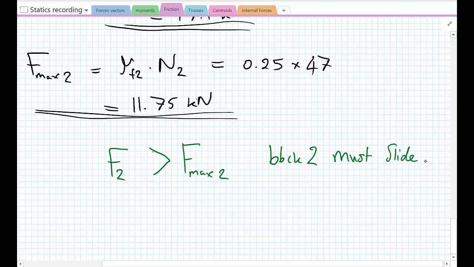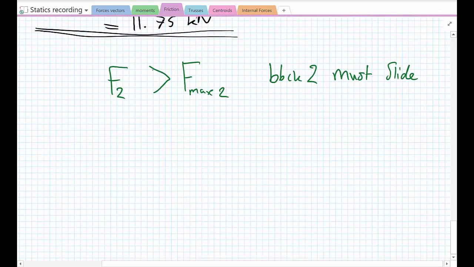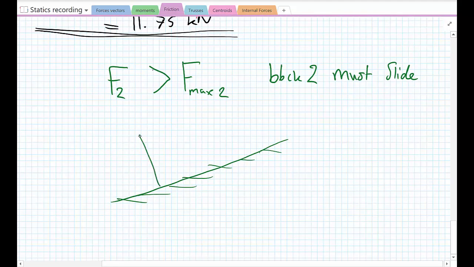So by developing the different scenarios, we finally got to the point where actually the original block must be sliding. There is no way that it can be in equilibrium, and because of the friction generated between the two blocks, both blocks are sliding simultaneously.